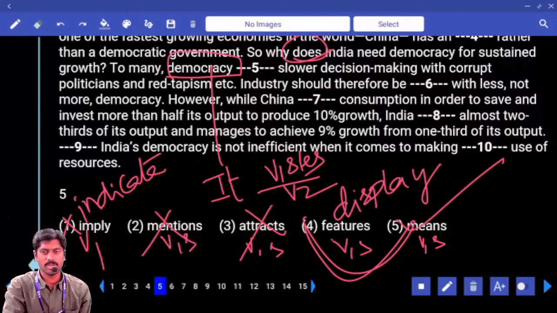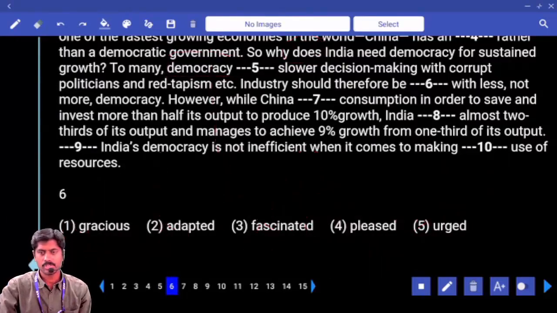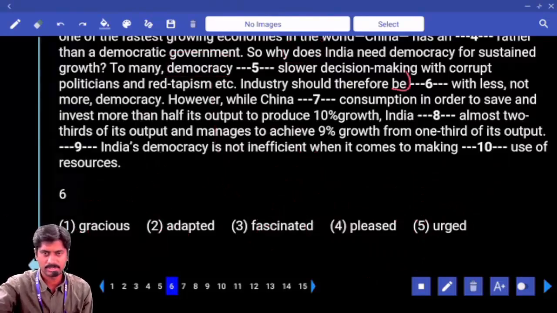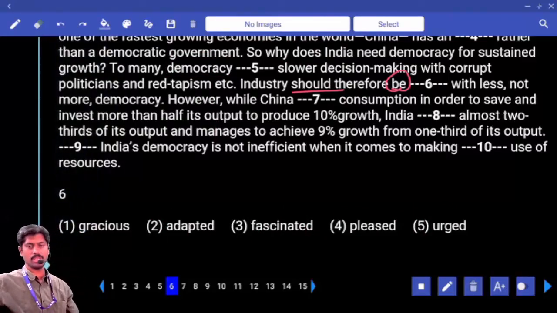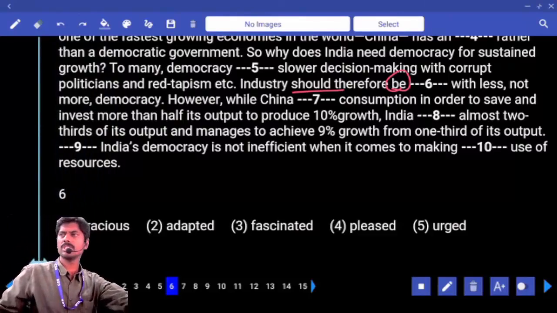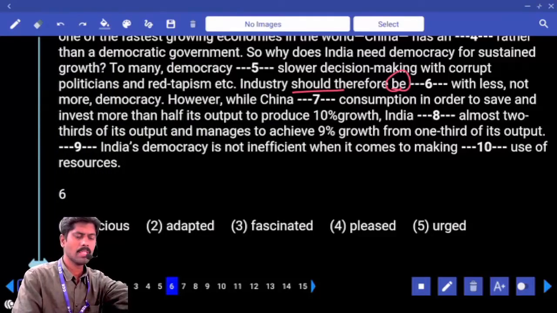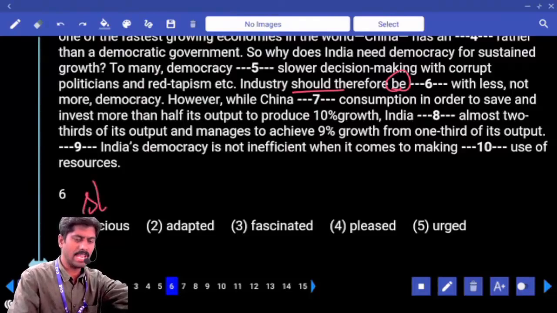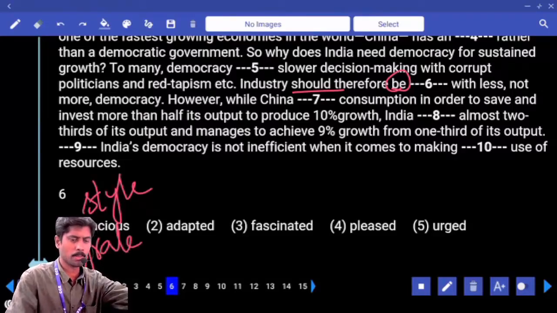Democracy means slower decision making with corrupt politicians, red tapeism, etc. India should therefore be dash. So India should be gracious. Gracious means like a kind of stylish, or grateful, thankful.